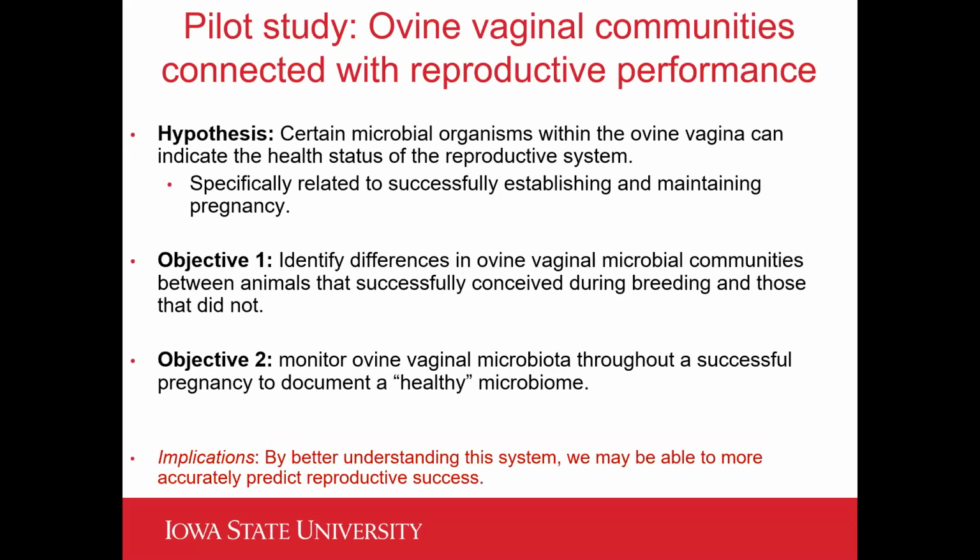So we wanted to know if we could identify microbial phylotypes within the ovine vagina that could act as indicators for reproductive performance, specifically relating to establishing and maintaining pregnancy. There are 2 objectives in this pilot study. Objective 1 was to compare sheep that successfully conceived during breeding to those that did not. And objective 2 was to monitor healthy ovine vaginal microbial communities throughout a successful pregnancy.